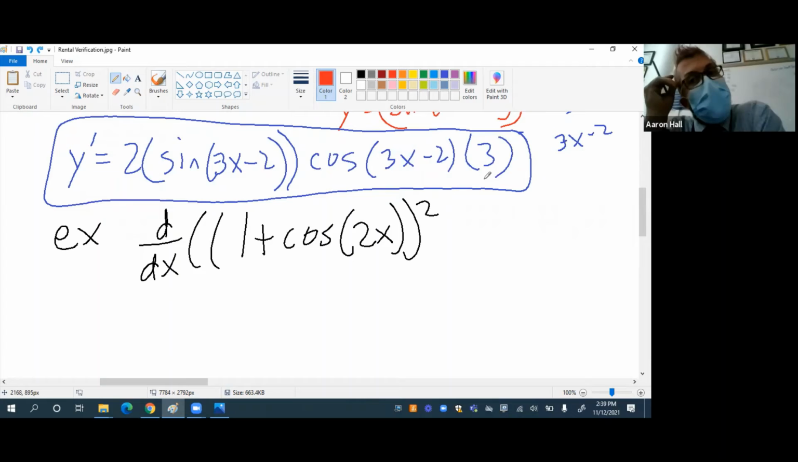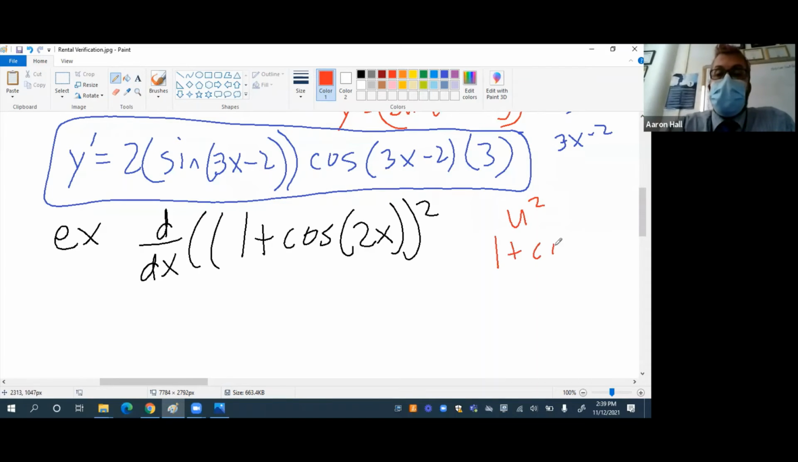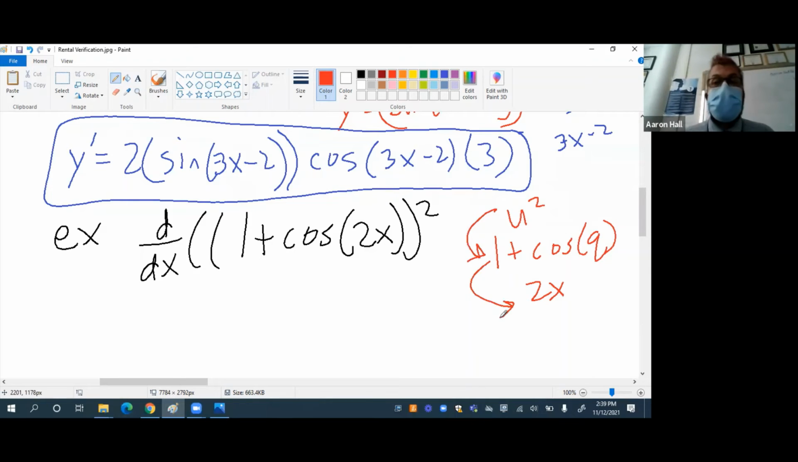How many times do you have to do the chain rule? Well, I just see 2. 1, 2, 3. There are three functions, but you're taking the derivative twice. What's the outermost function? The square. What's the inner function? 1 plus cosine of q. And then what's the innermost function? 2x. So we have to take the chain rule twice. Here's once and here's twice.